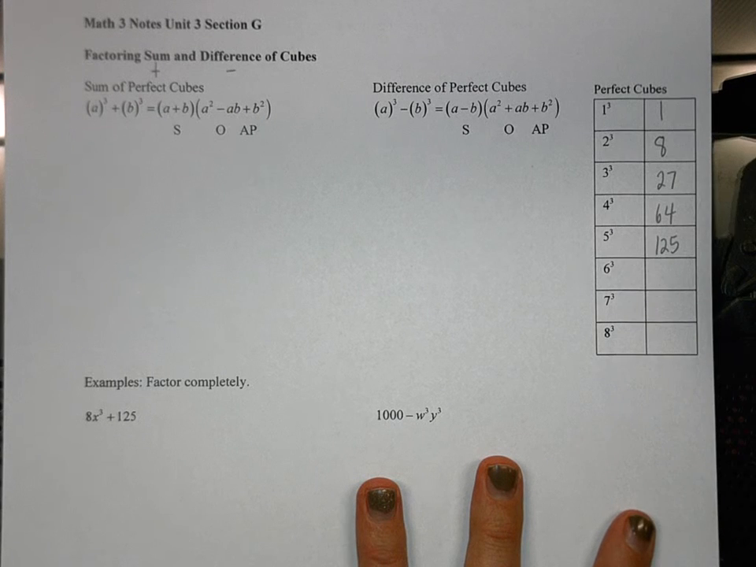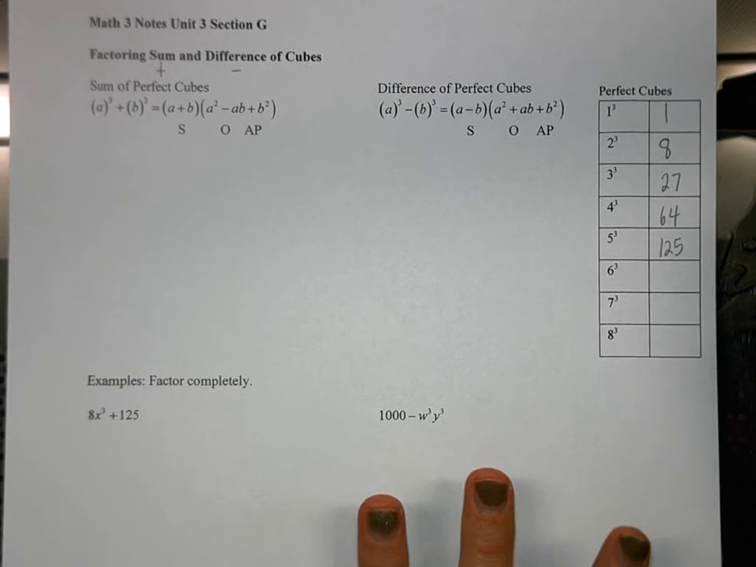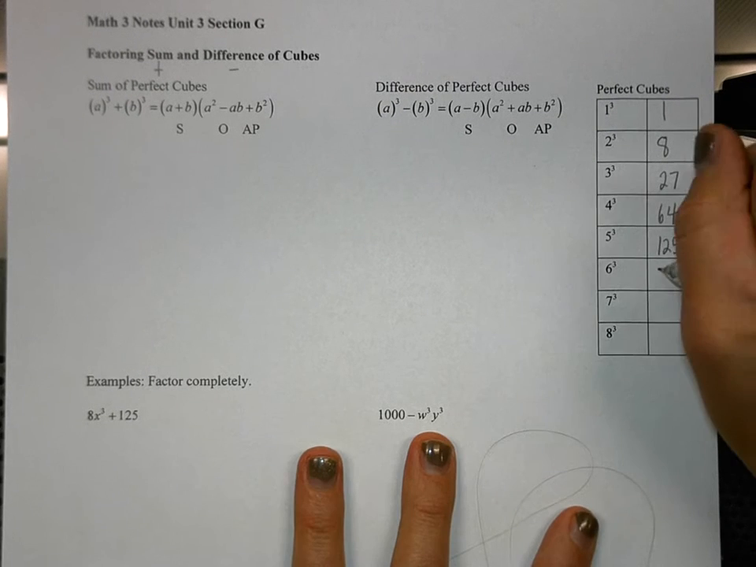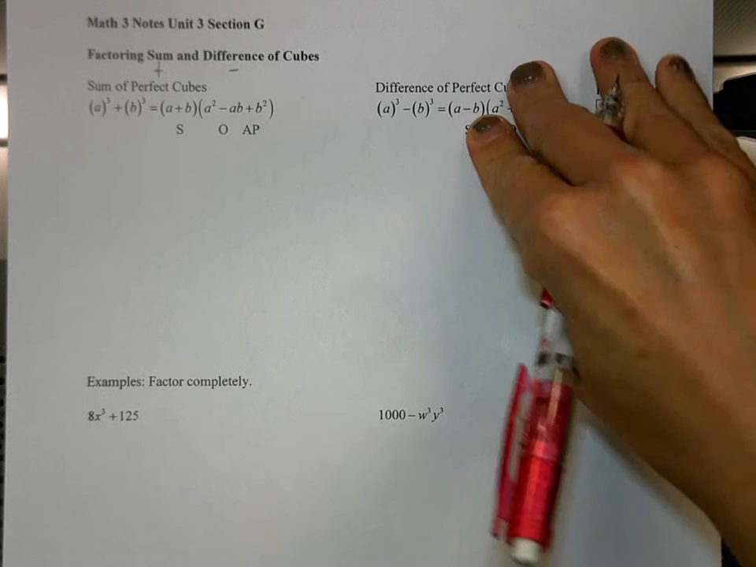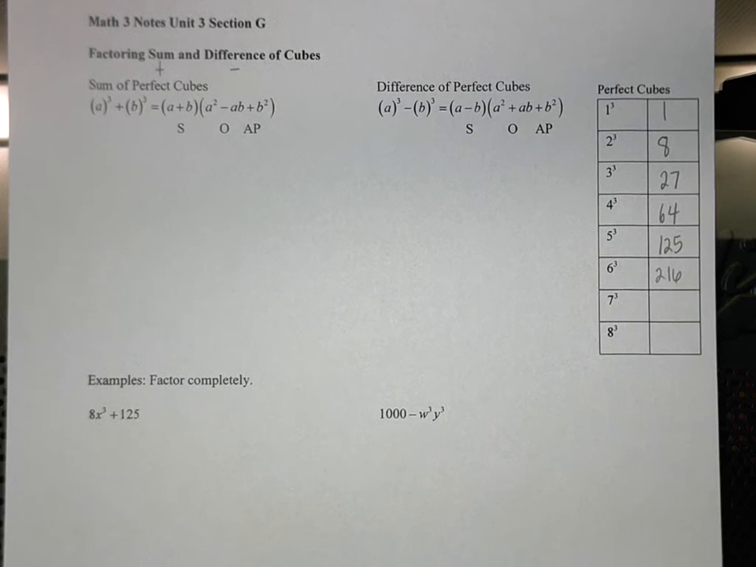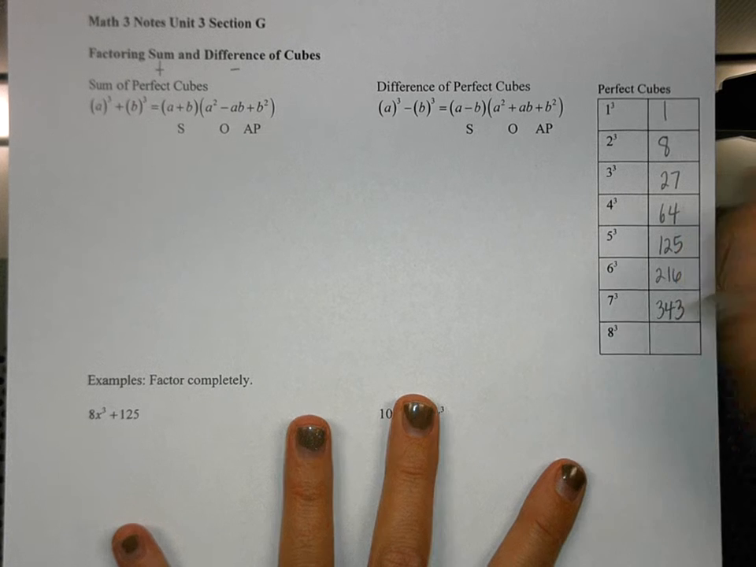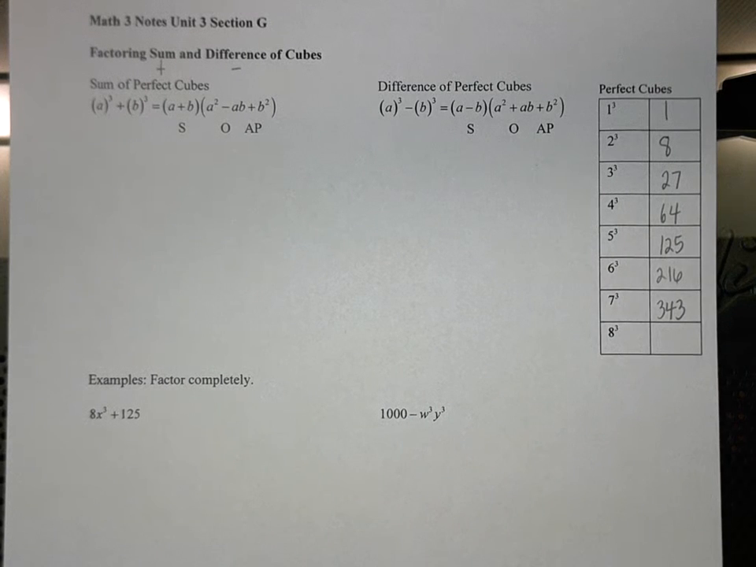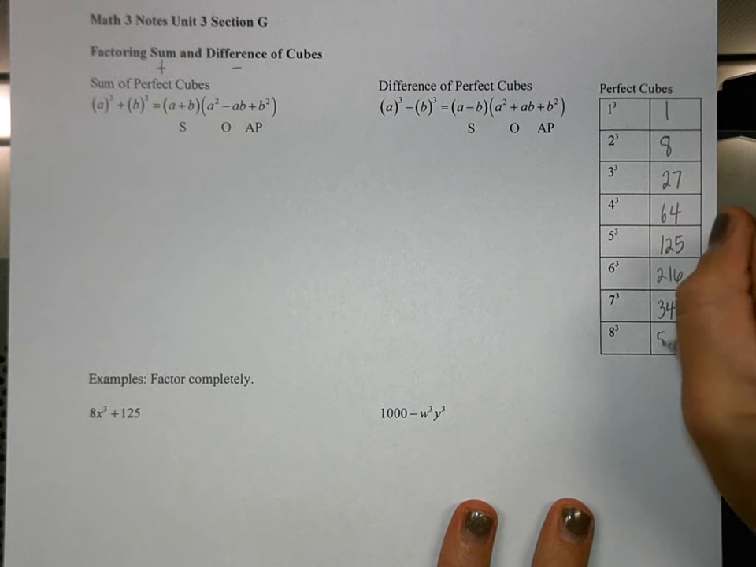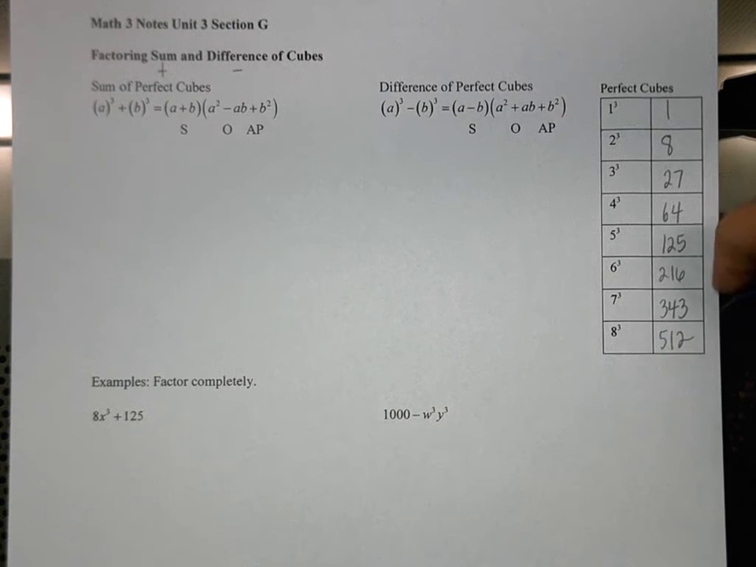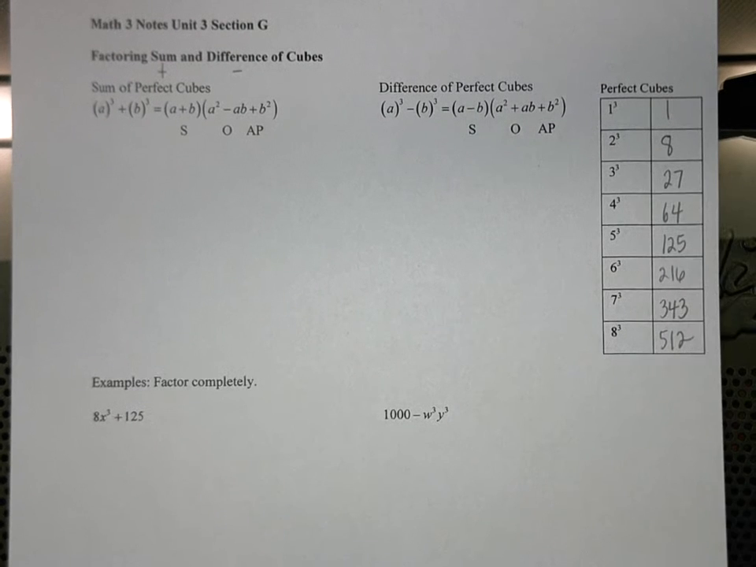6 to the third? Anybody know 6 to the third? Okay, it's 216, and you would be able to get that if you used a calculator. 7 to the third is 343, and 8 to the third is 512. And these are numbers you're going to end up seeing. You want to hopefully recognize them as cubes. I'm sure some of these smaller ones you guys notice are cubes.